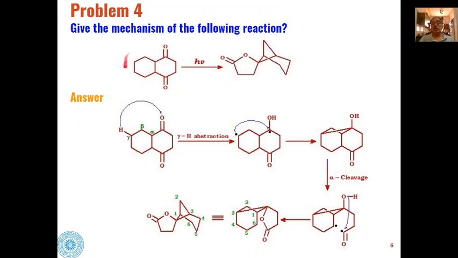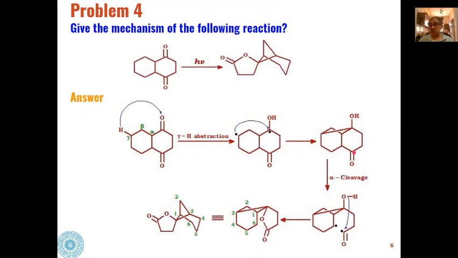So when this is in the ground state, when UV light is passed, this will become excited. That means this will be having one electron at this carbon, one electron at this oxygen, and then the H free radical from here will be shifted to this oxygen, and we will have a free radical at this place and a free radical at this place. So this biradical will be formed by gamma hydrogen abstraction, and this carbon will form a bond with this carbon to give us this type of intermediate product.